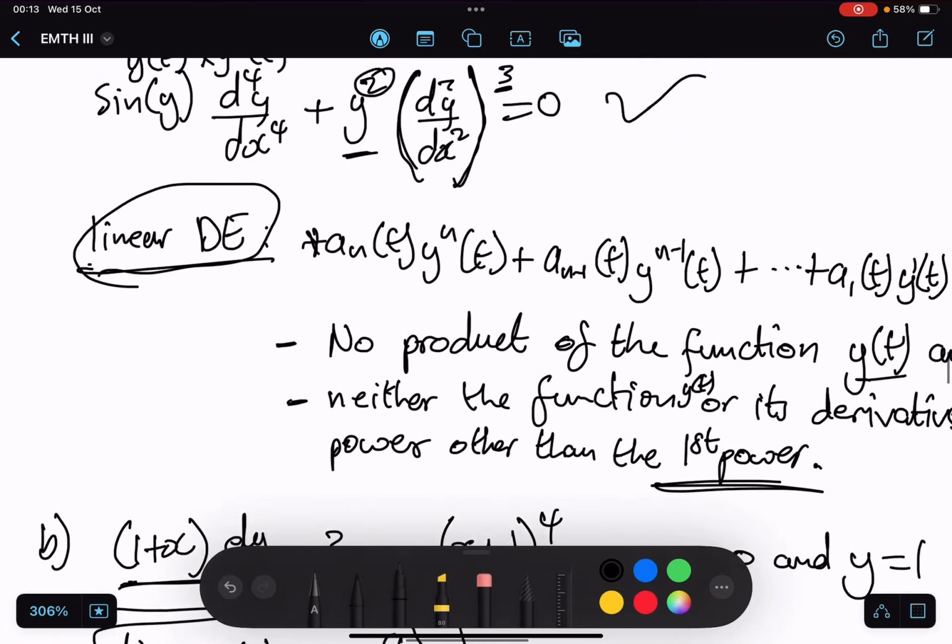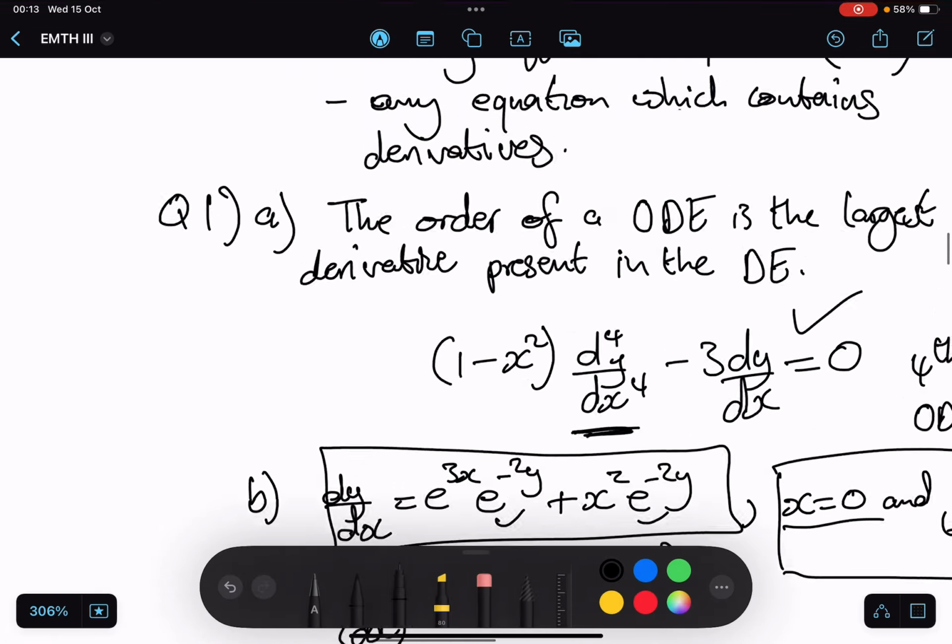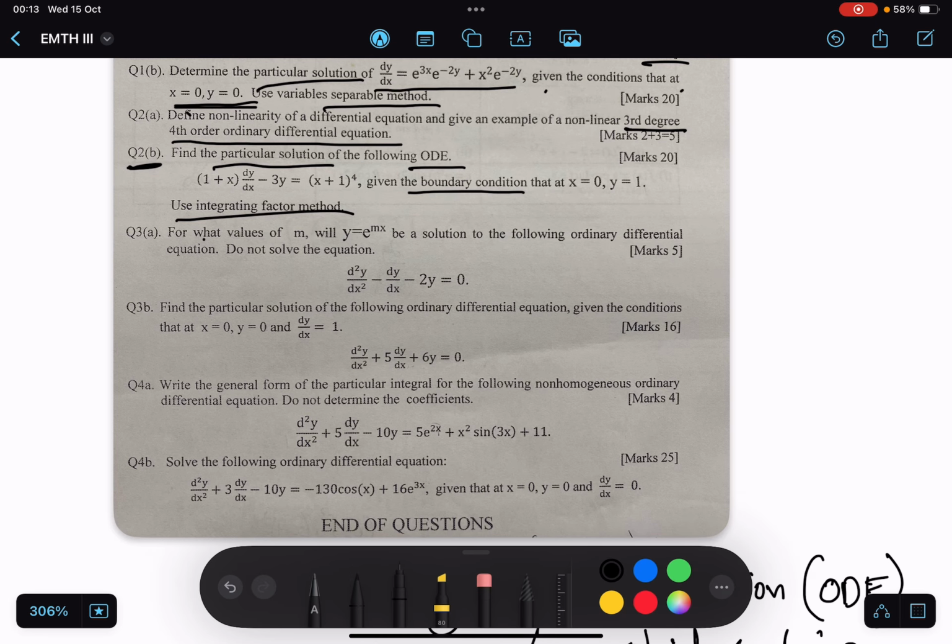So coming back to the question, it is very important. They are saying for what values of m, so we are looking for the values of m, will this be a solution to the following differential equation? So what are the values of m such that this will be a solution to the ordinary differential equation? And we are given the ordinary differential equation, and they are saying we do not solve this ordinary differential equation.